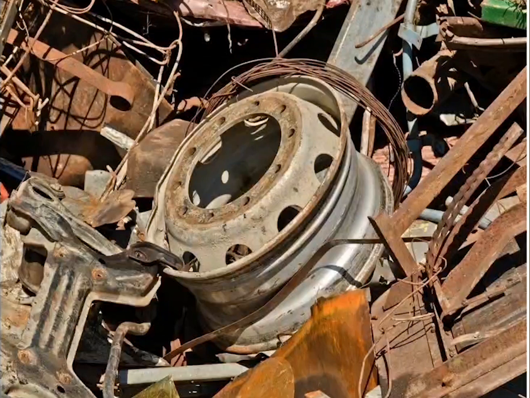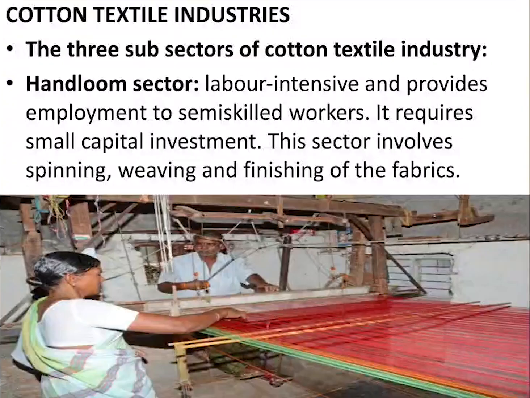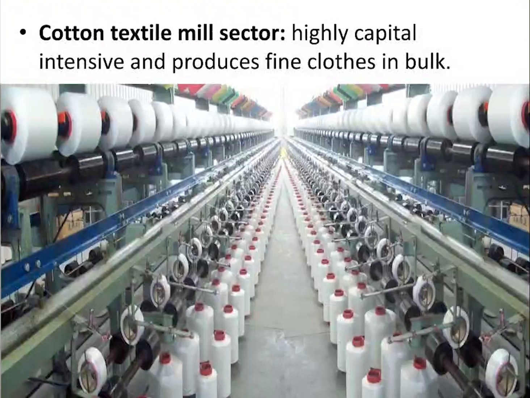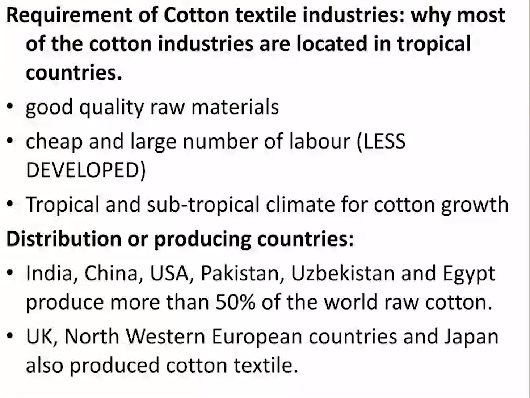The second important industry that they have given more emphasis is the cotton textile industry. Cotton textile industries are divided into three: handlooms, powerlooms, and cotton textile mills. These are the three classifications of cotton textile industries. This classification is made based on the amount of capital investment and the amount of machinery used.